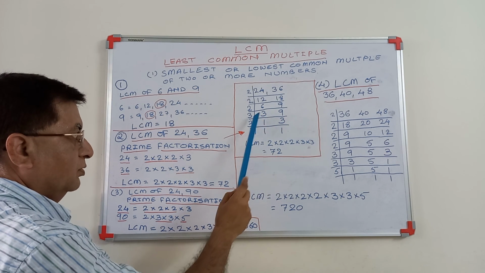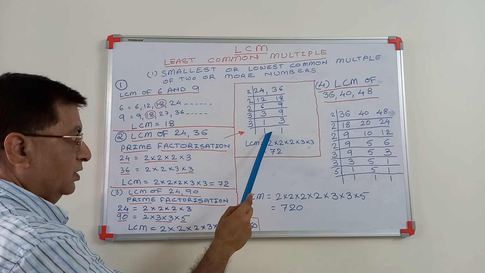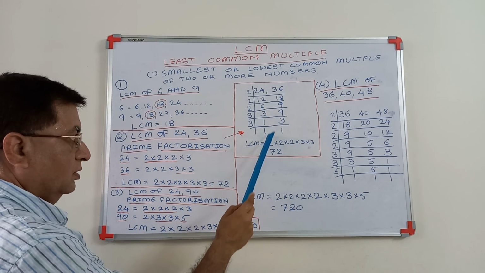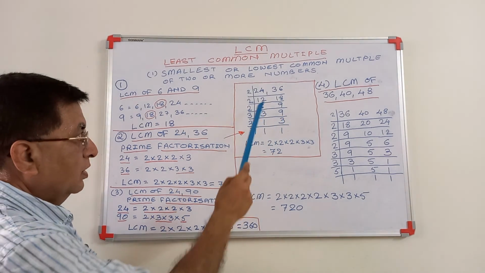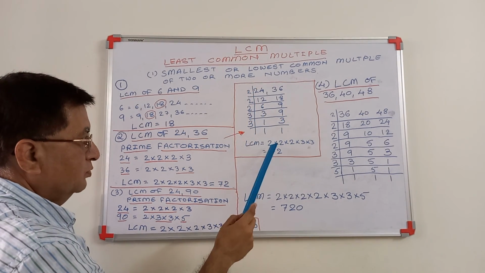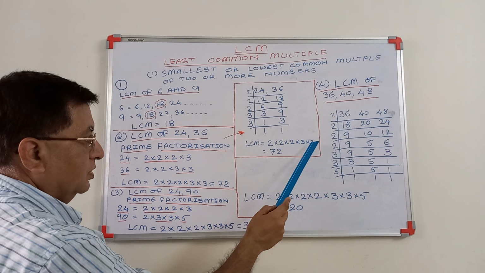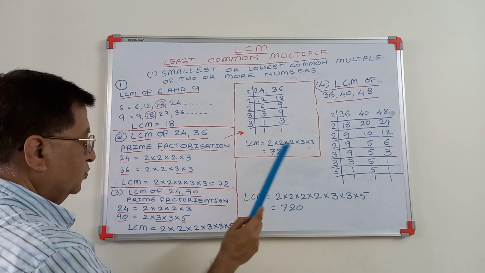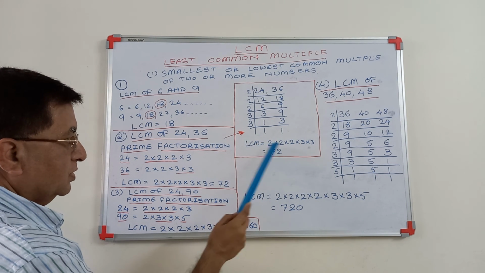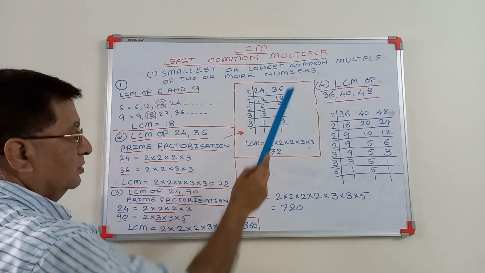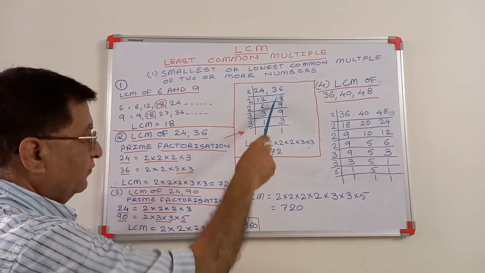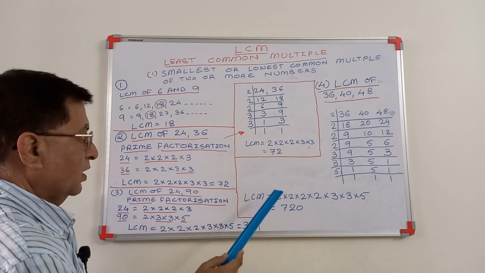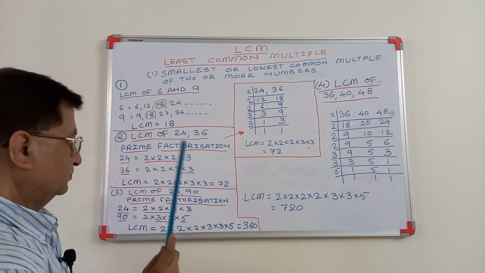3 is again divided by 3. So with 1 we write 1, we carry forward here. And this 3 we divide by 3 again. So it is 1 here. And when we multiply all these numbers, 2 times 2 times 3 times 3 times 3, which is 72. So 72, which means the LCM of 24 and 36 is 72. So we can do prime factorization this way also and this way also.